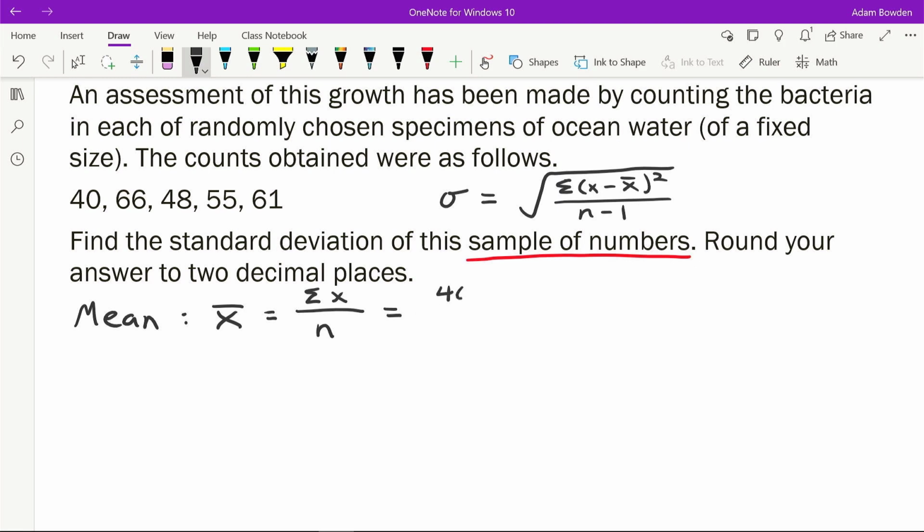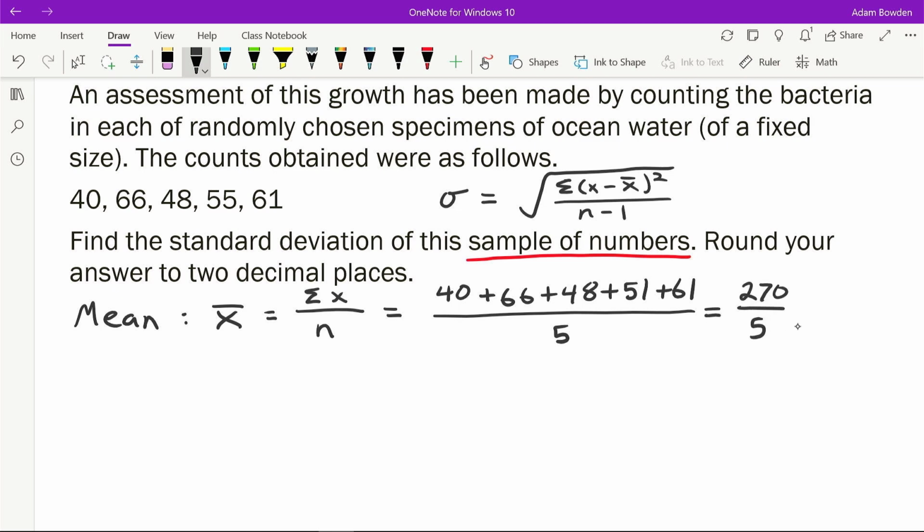So we're going to add together the numbers divided by the total number of values, which is 5. This is going to be equal to 270 divided by 5, which is equal to 54. And that's our sample mean.